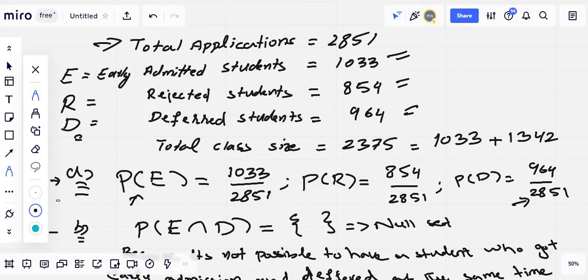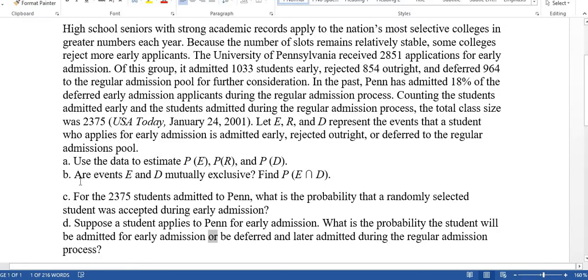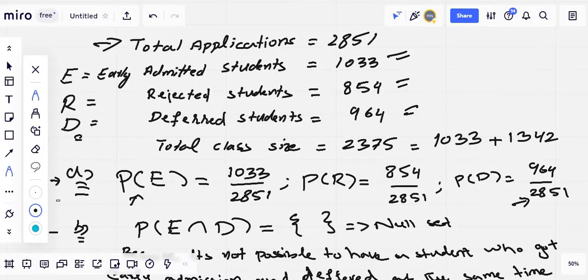Now we'll move on to part B, and for part B we need to read it first. Are events E and D mutually exclusive? Find the probability of E and D. To answer this question, I think we understand the nature of these events. E denotes early admission students and D denotes the deferred students. So it is not possible that a student will be admitted early and then be deferred. It means that the events E and D are mutually exclusive. There is no possibility that we will have something here, so we have a null set, we have a 0 here.